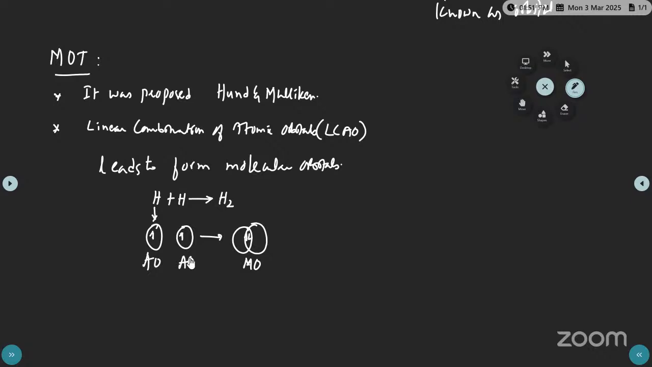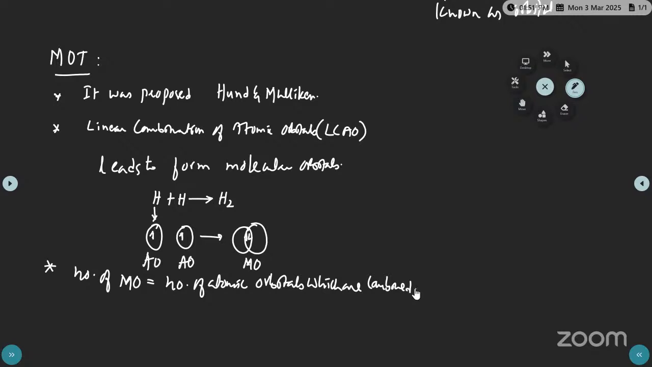How many molecular orbitals are formed? Here the number of molecular orbitals is equal to the number of atomic orbitals which are combined.